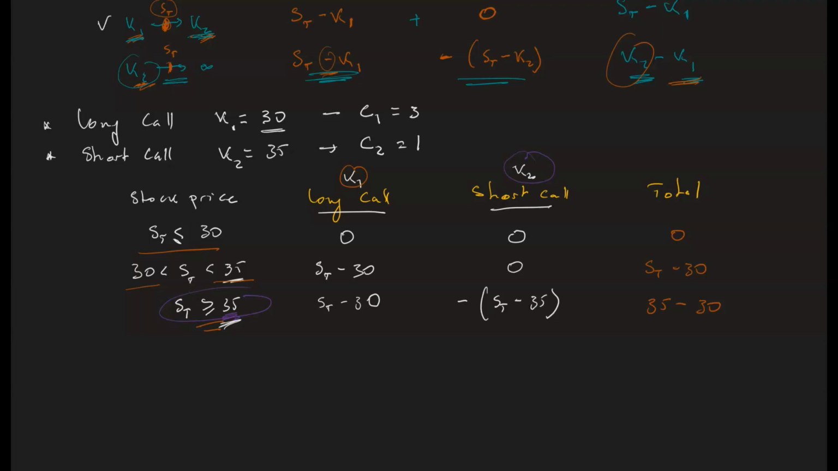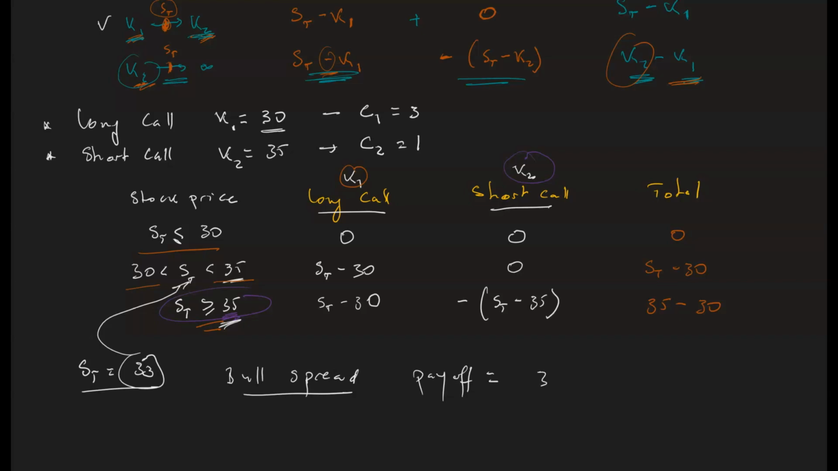So let's say that the stock price turns out to be 33. So if ST is equal to 33, the bull spread would have a payoff that's equal. 33 would lie right in here. The bull spread would have a payoff of ST, which is 33 minus the strike price of the long call, which is 30. And so that payoff would be $3.